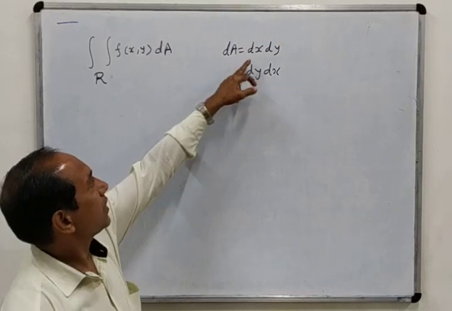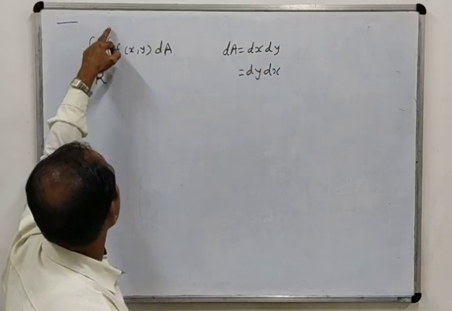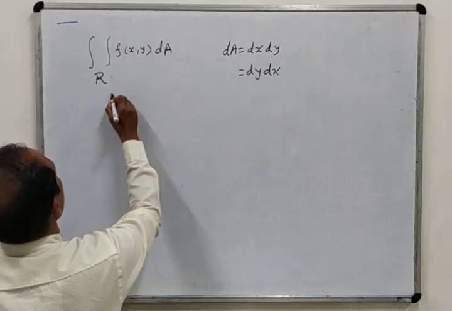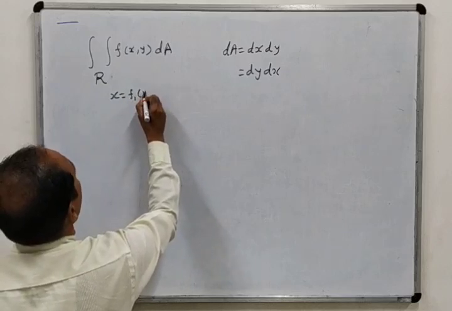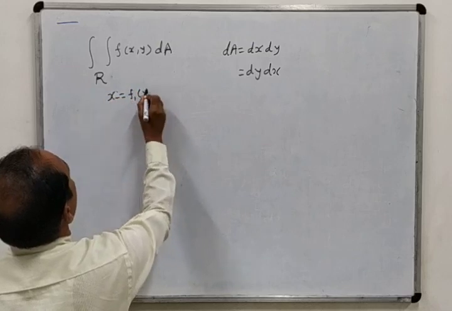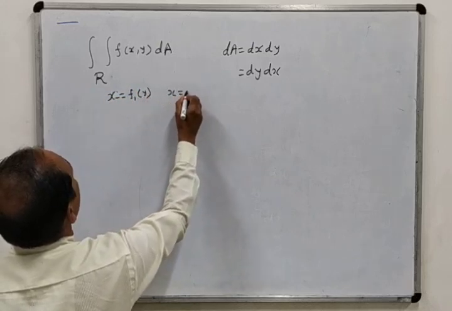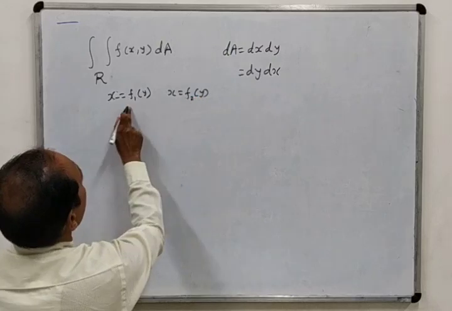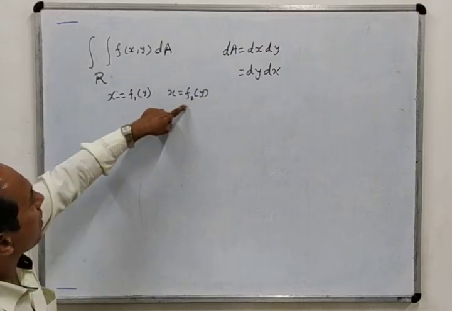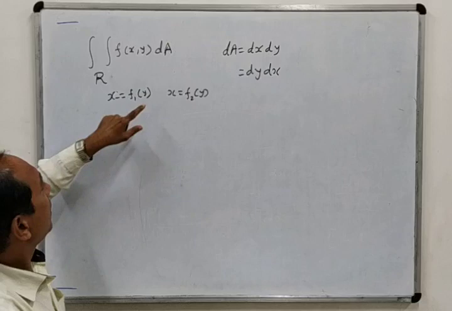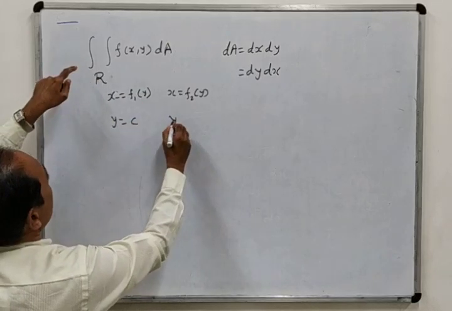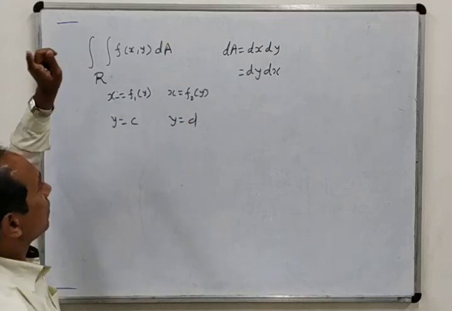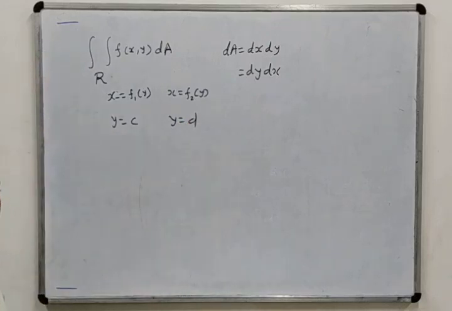That means in this case the limits of this integration should be x equal to f1(y) to x equal to f2(y). This is the lower limit we write over here, and this is the upper limit we write over here. And the limits of this integration are of y, and these are constants, y equal to c to y equal to d, obviously. So now the main task is how to determine the limits.